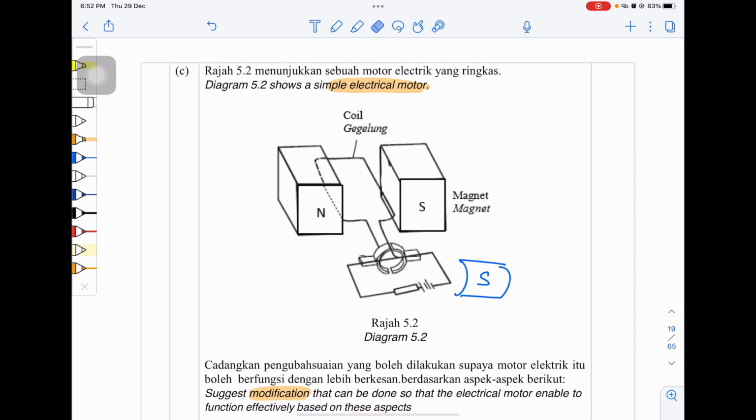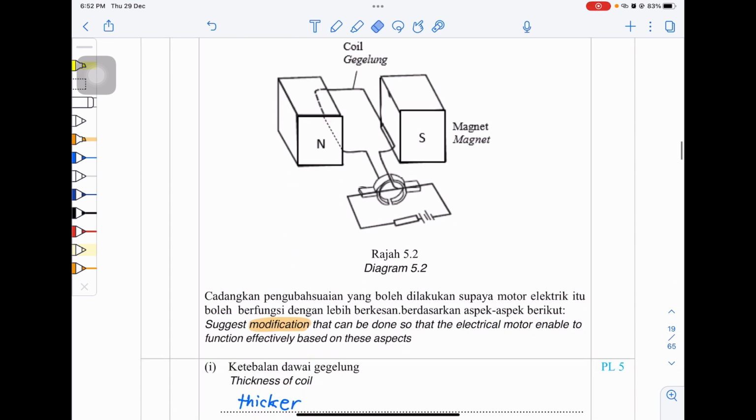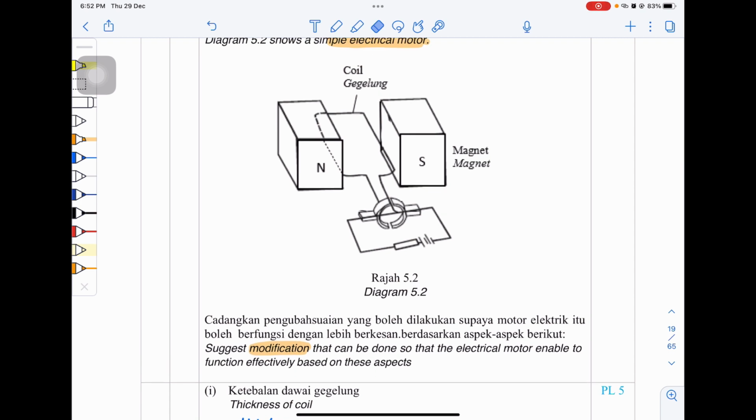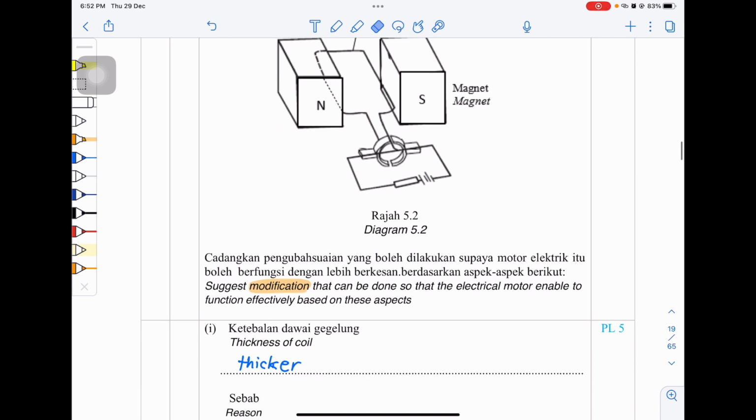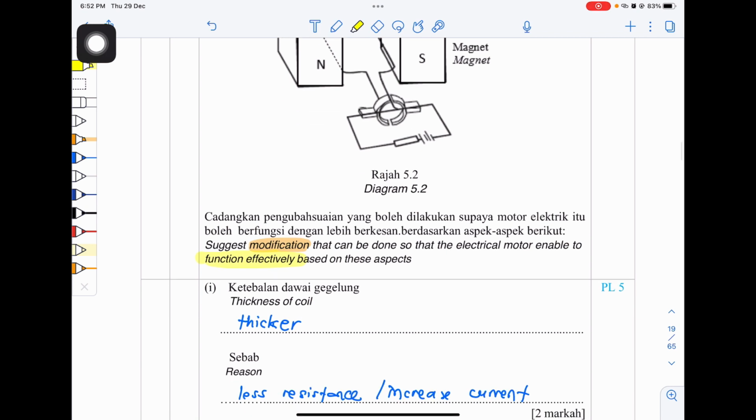Okay, this question, the modification, another application question. So diagram 5.2 shows a simple electric motor modified. So what can be done so that the electric motor is able to function effectively? Okay, so this one cannot be the answer. Function effectively cannot be your reason. Cannot, haram.